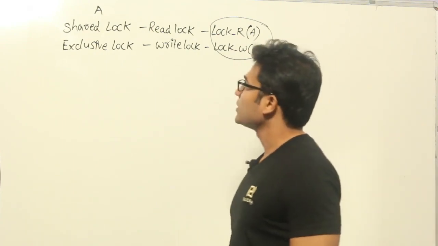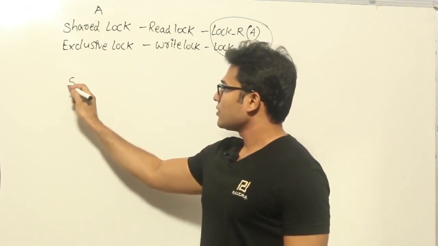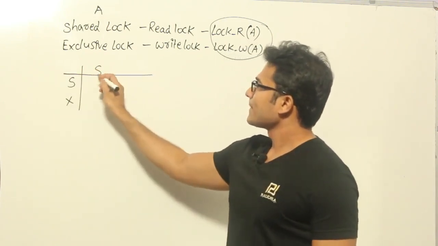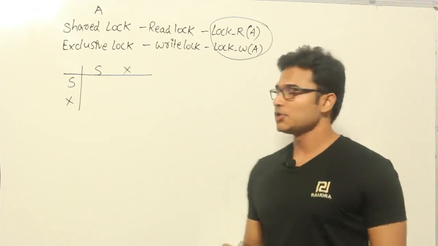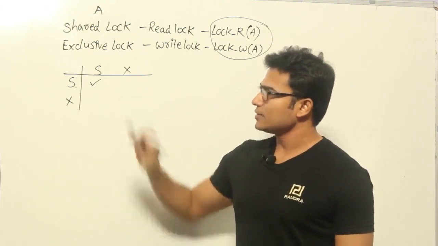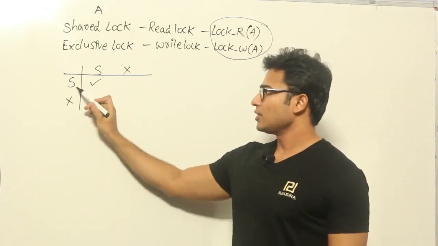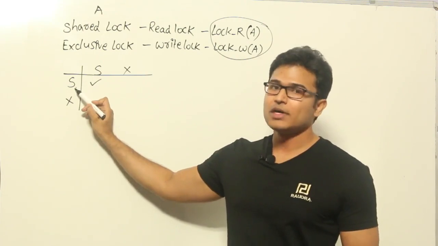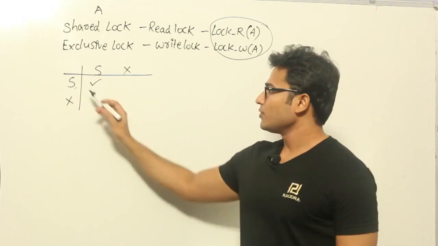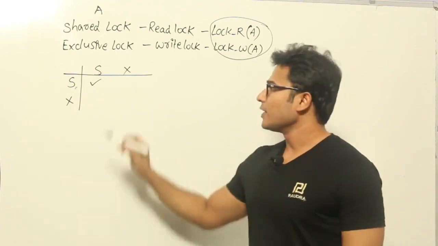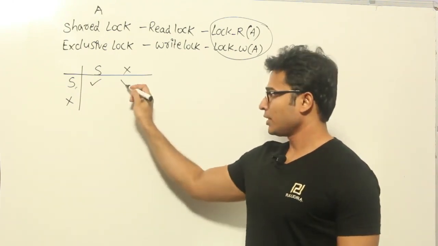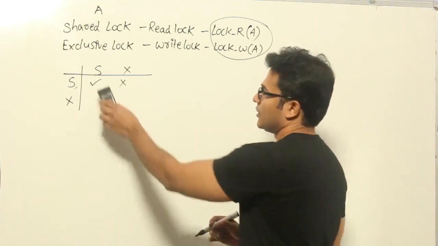Now what is the relationship between shared and exclusive? Let me write it like this. If you already have a shared lock on a data item, then you can have one more shared lock on the same data item, which means if a data item is already locked under shared mode, then someone else can request a shared lock and they can get it. Now if you have locked a data item in shared mode, then someone else cannot lock it under exclusive mode. So these two are not compatible. Got it? So let me write yes and no.